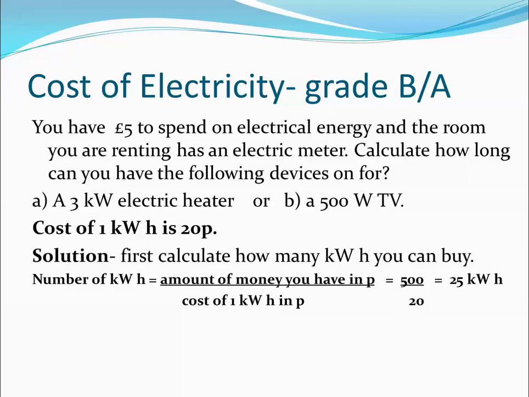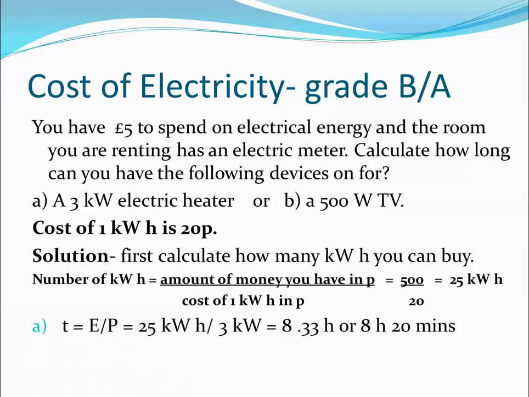Right, now once you've got that, you can then work out how long it will last. So time equals energy over power, that's from the formula triangle. So for the heater, it's 25 kilowatt hours over 3 kilowatts, which is 8.33 hours, or 8 hours 20 minutes. So with £5 you can only run a heater for 8 hours 20 minutes, which in winter isn't a great deal of time.